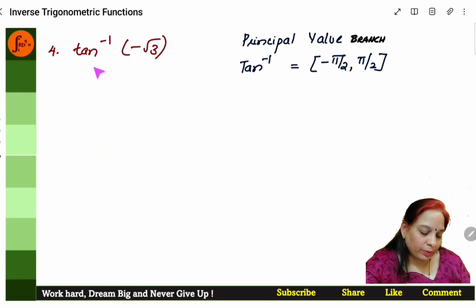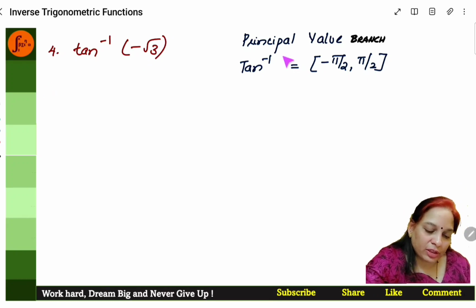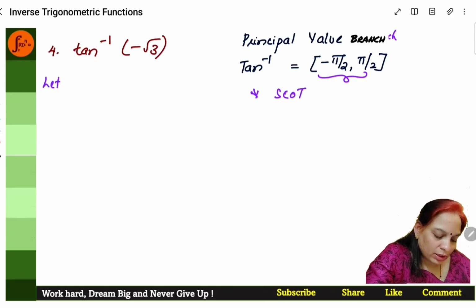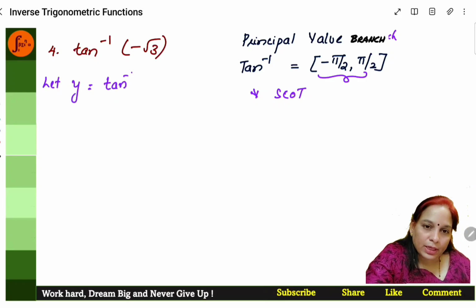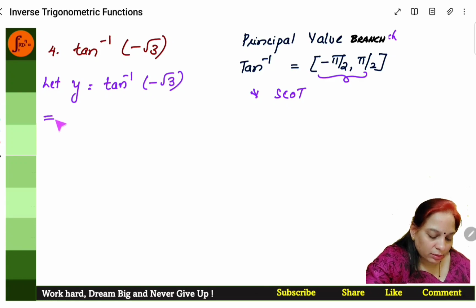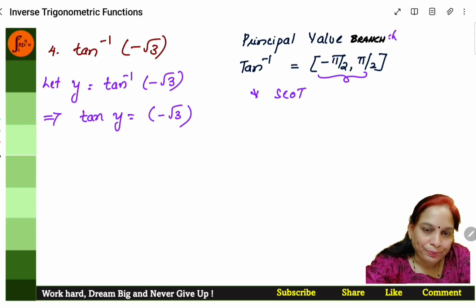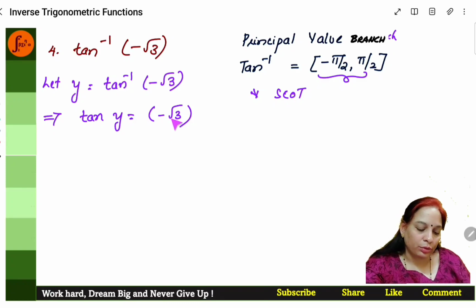Let's take this particular problem. Tan inverse of minus root 3. Now, first write the principal value branch, right? What is the principal value branch? This falls within the sine group, cot, right? Sine group. So, range is minus pi by 2 to plus pi by 2. So, how do we start? Let y is equal to tan inverse of minus root 3, which implies tan y is equal to minus of root 3.